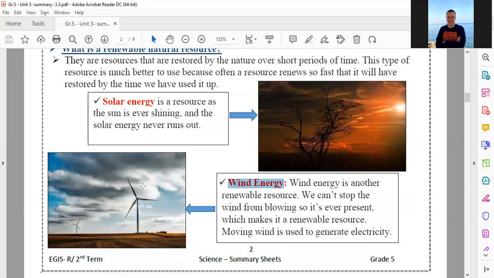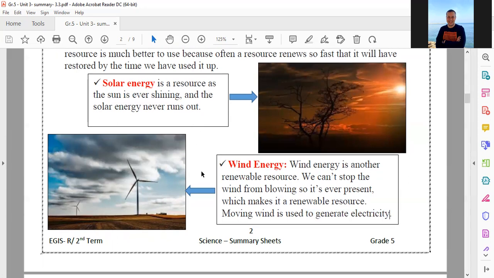So these are the windmills, the huge fans that are placed on Earth. When they move, they generate electricity. Wind energy is another renewable resource. We cannot stop the wind from blowing, so it is ever present, which makes it a renewable resource. Moving wind is used to generate electricity.